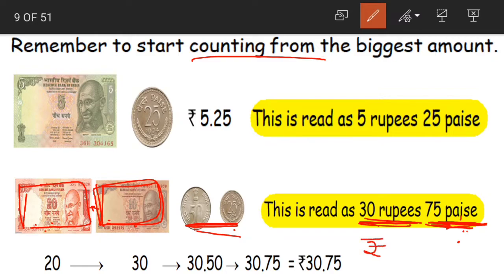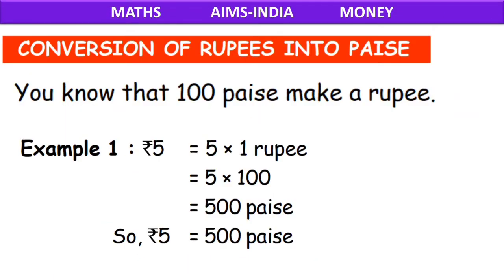And how will we write? Write the rupee symbol, then write the amount in rupees, put a point and write the number of paise. 30 rupees 75 paise is our answer. Next topic is conversion of rupees into paise, children.